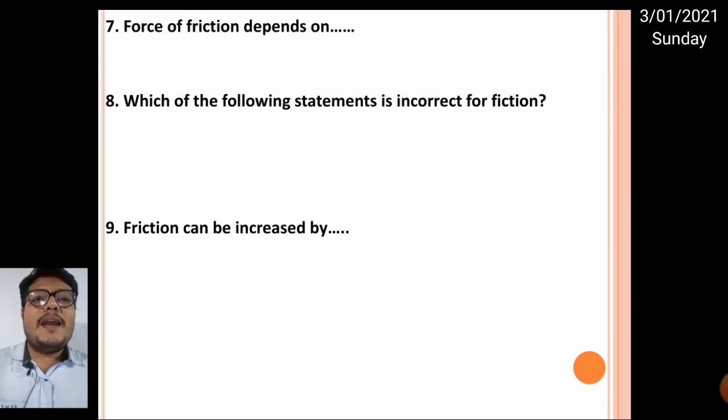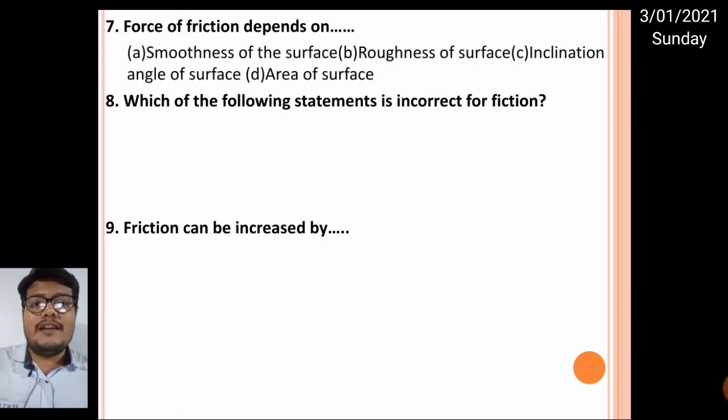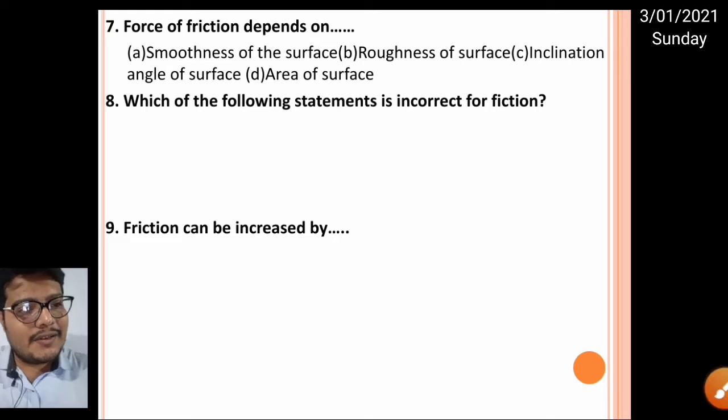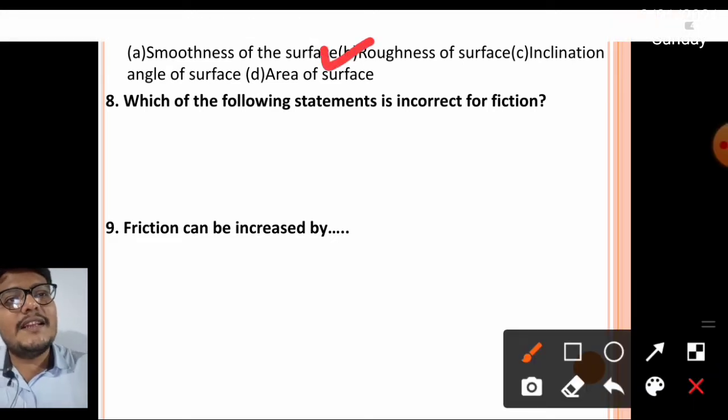Force of friction depends on, so easy, irregularities, or in other words, what is irregularities? See here options, maybe you will get smoothness of the surface, roughness of the surface, or inclination angle of the surface, or area of the surface. So simply roughness, or that is irregularities. So here we can say roughness of the surface. Your frictional force depends on the roughness, how rough the surface is.